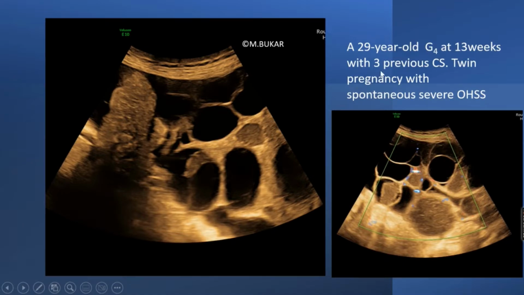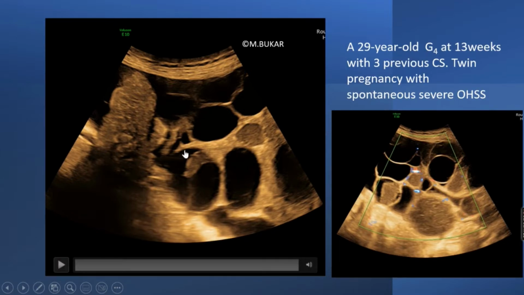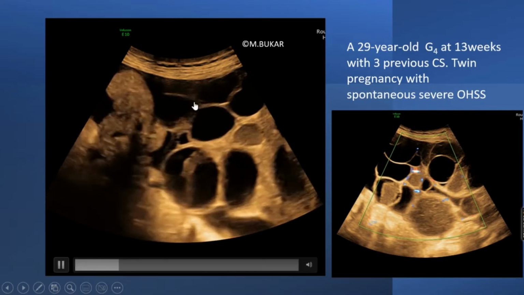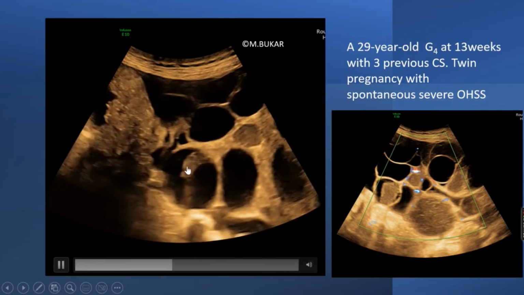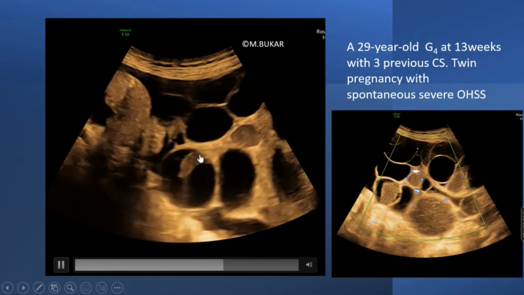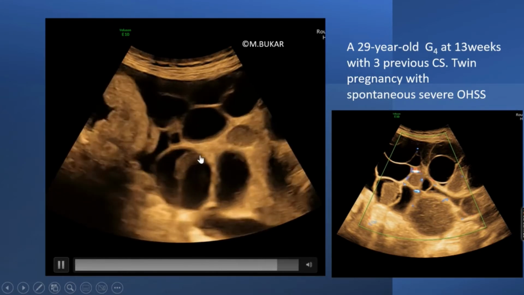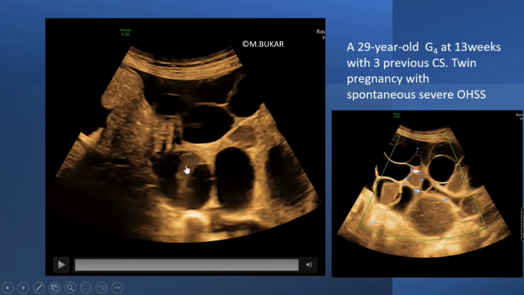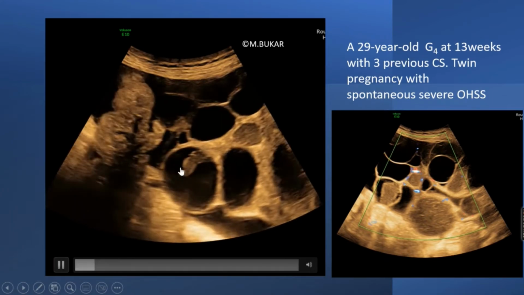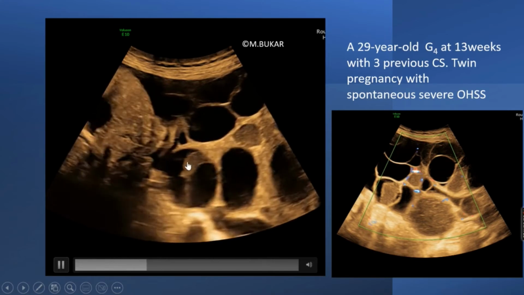This again was a gravida 4 at 13 weeks with twin pregnancy with spontaneous severe ovarian hyperstimulation syndrome. This was the second image taken 2 weeks after. Note the blood clot and the diminution in size here. And on probe movement using trans-abdominal scan, you can see this movement. So even if this measures more than 3 millimeters, it cannot be said to be a papillary projection because it is not a solid tissue. This is blood clot, and note the movement.